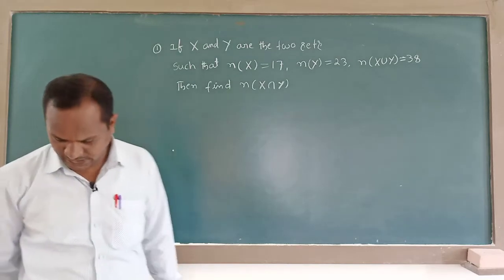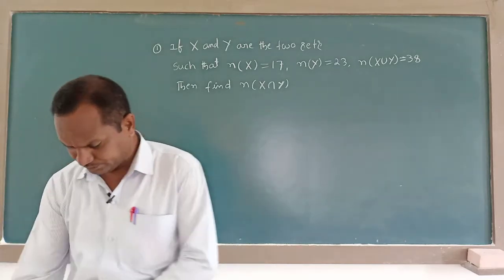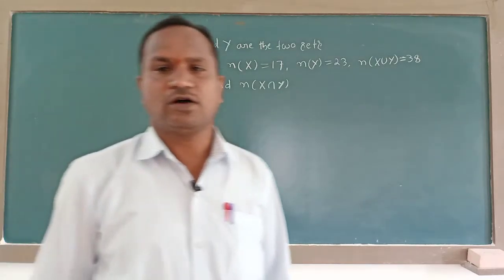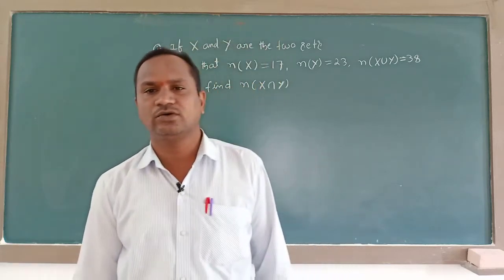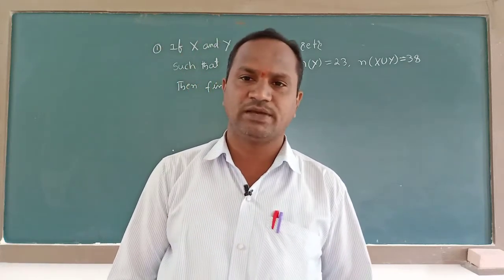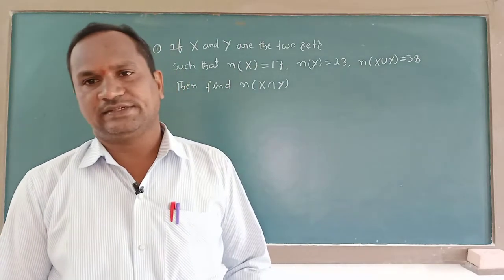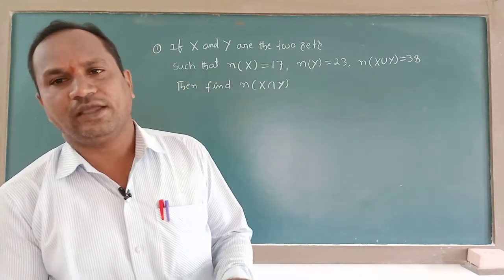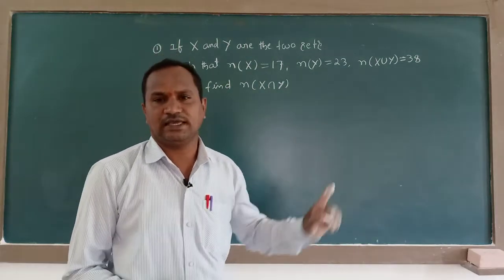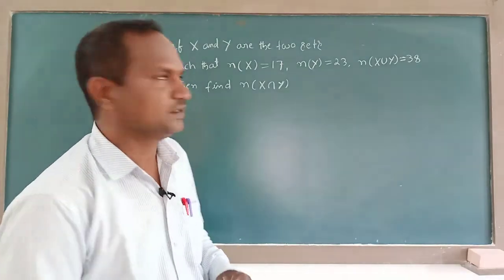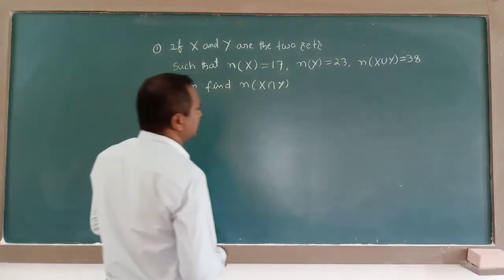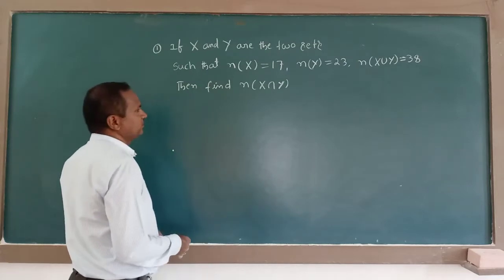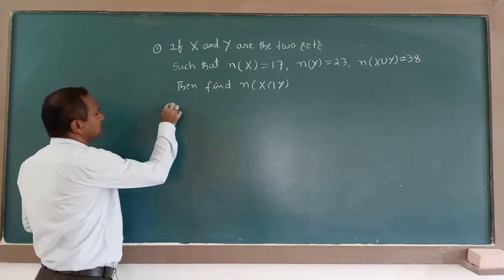Just now I told the formula n of A union B is equal to n of A plus n of B minus n of A intersection B. Instead of A and B, they gave the letters X and Y here. Now we are going to start the solution for this question.